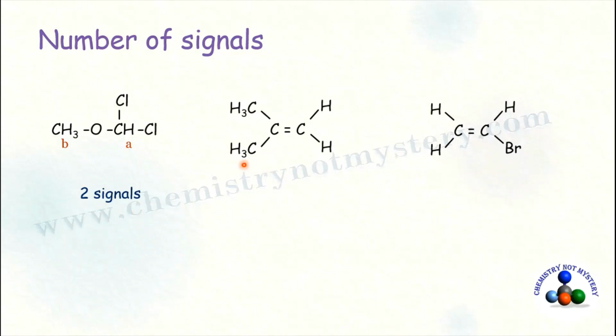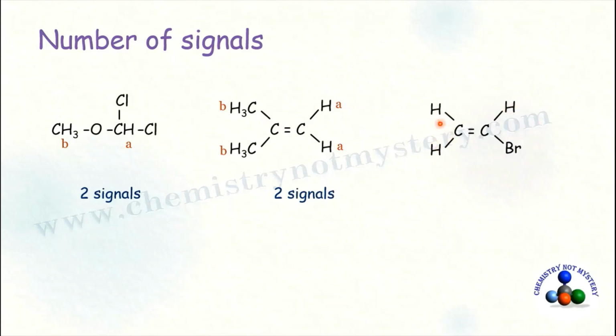In this molecule, there are 2 sets of chemically equivalent protons. As these 2 hydrogens are vinylic hydrogens, and these methyl hydrogens are at the allylic position, they will give another signal. So this molecule will give 2 signals. Now come to the next molecule.